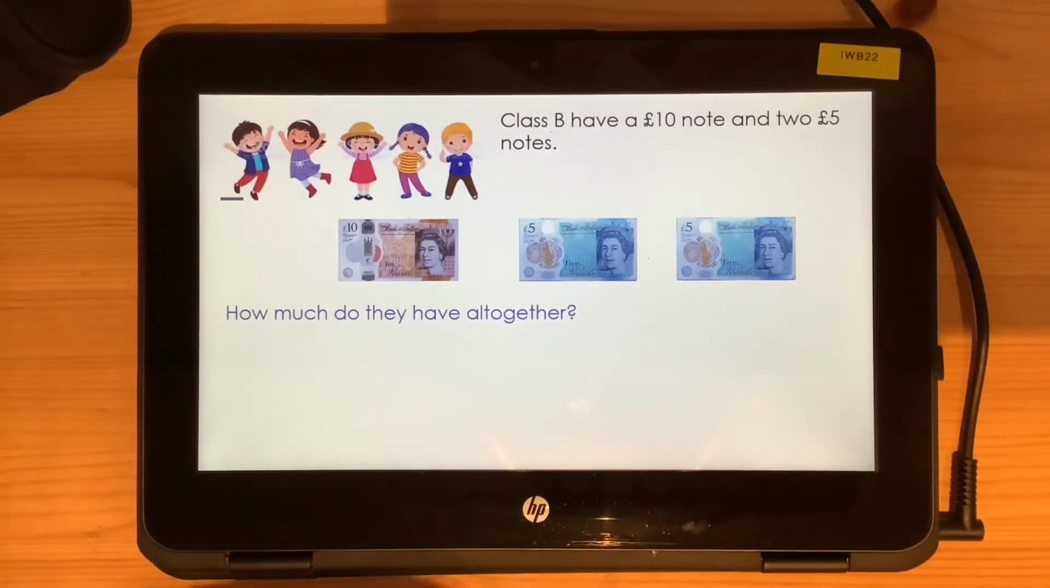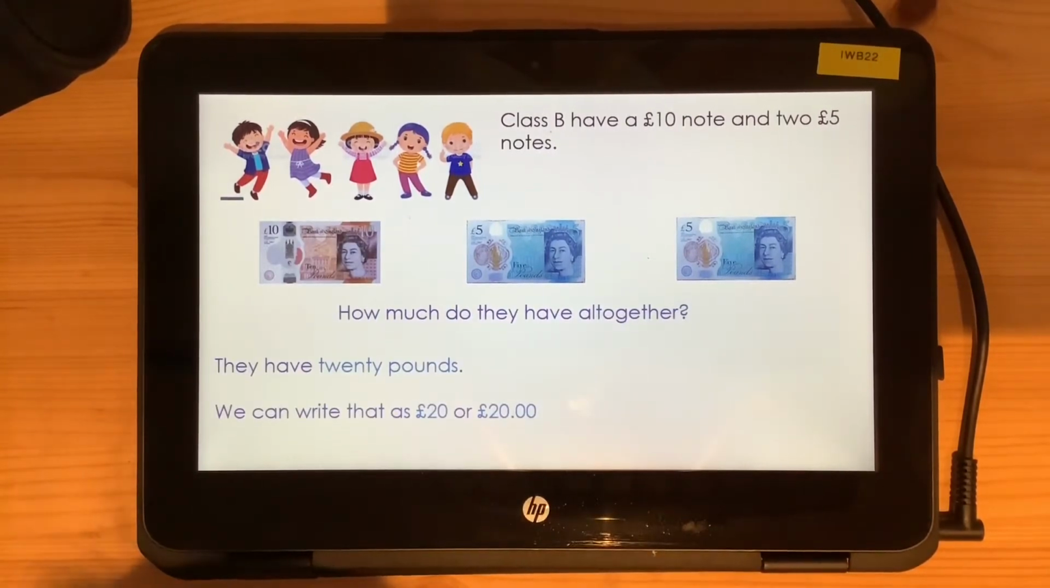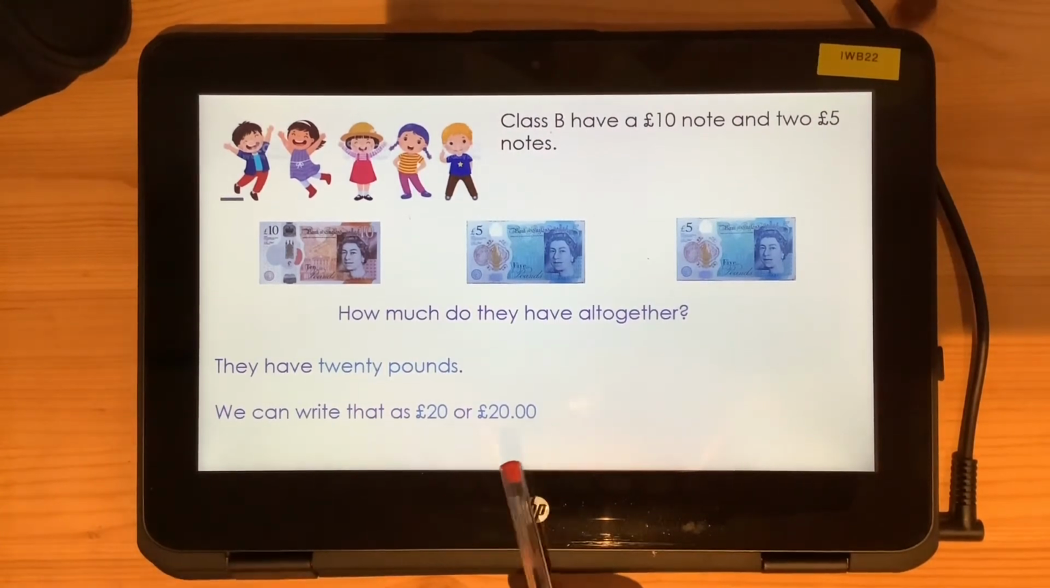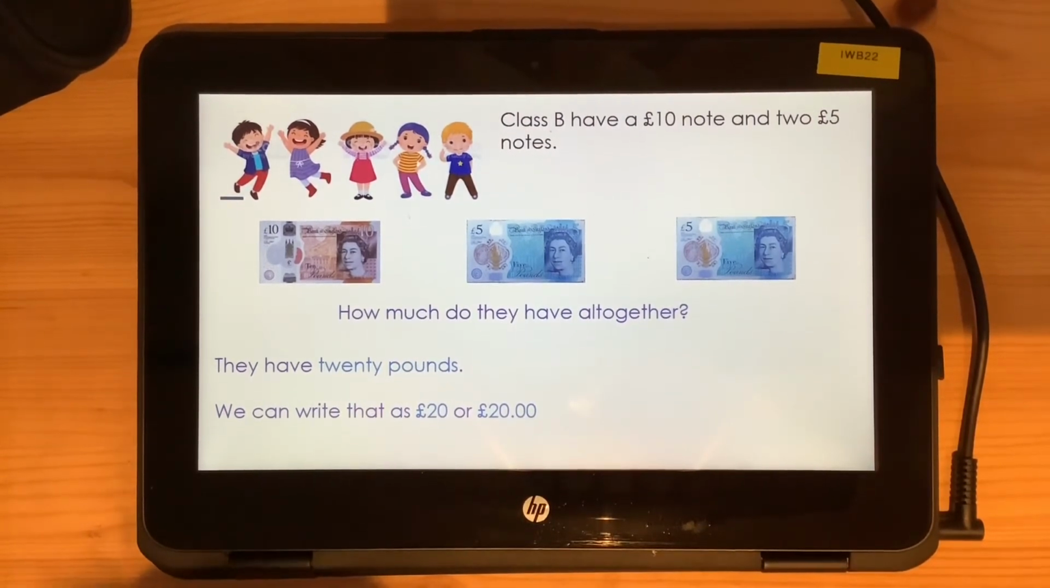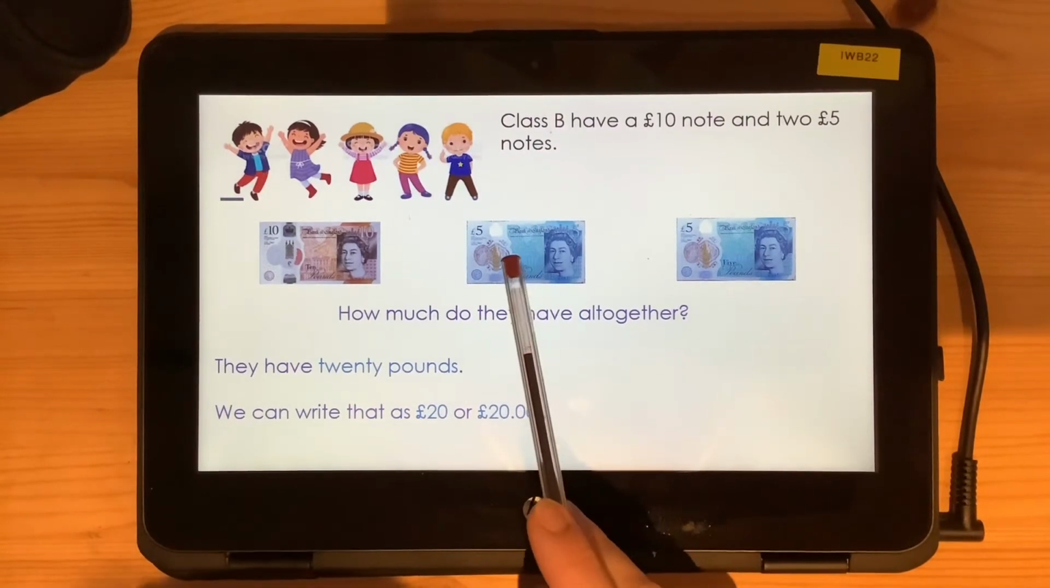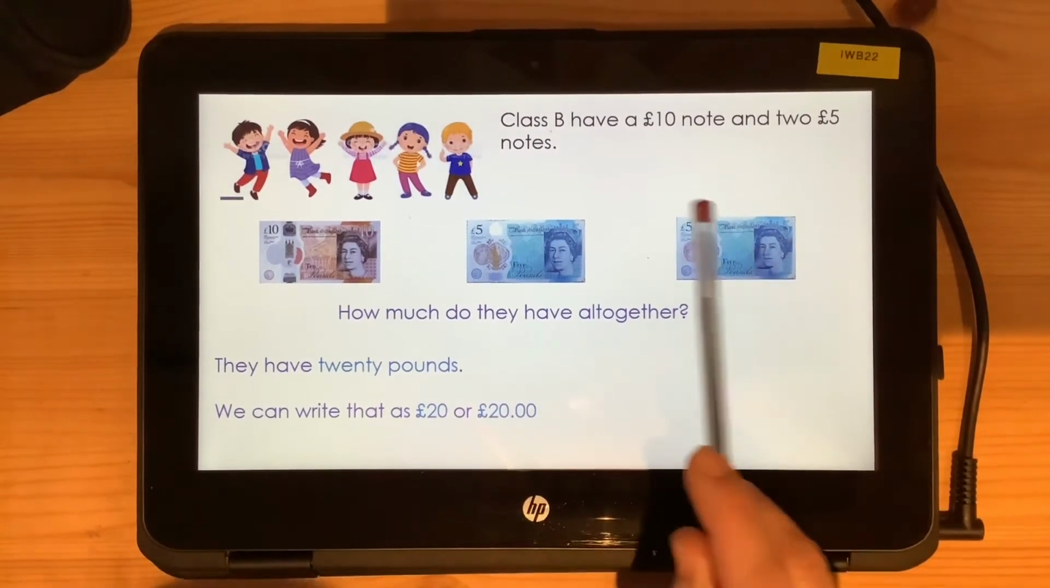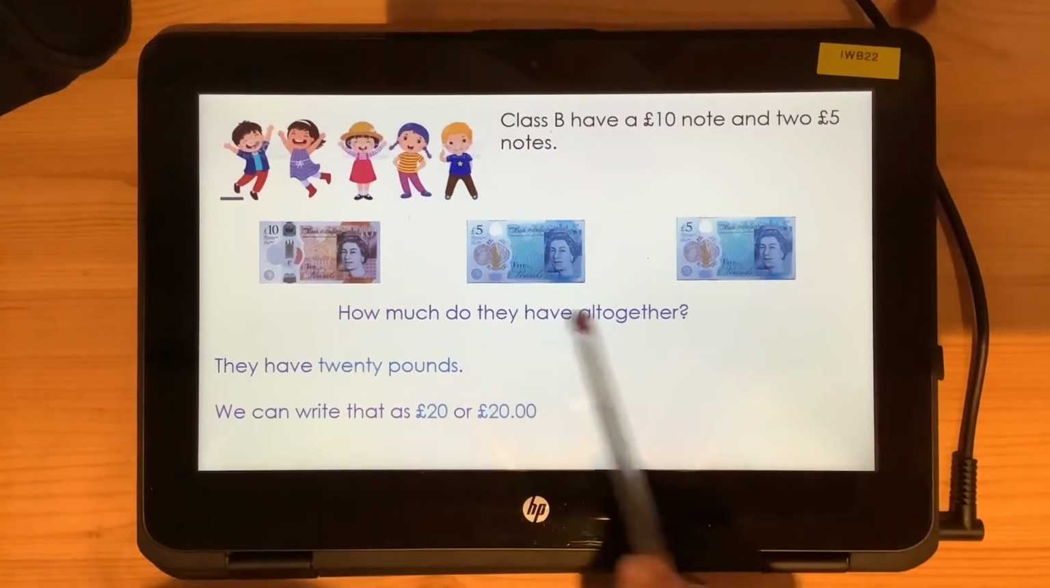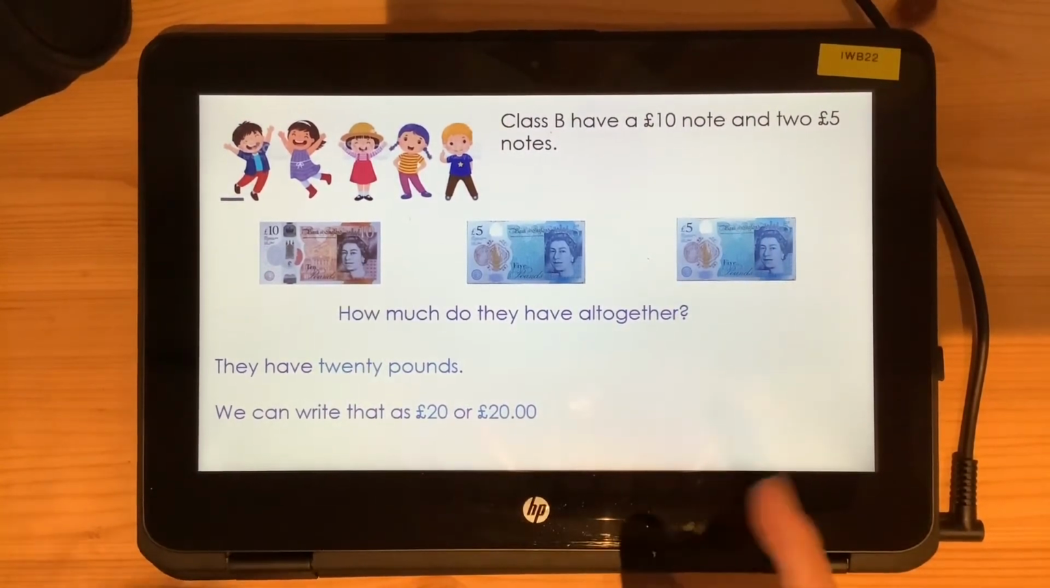Class B have a £10 note and two £5 notes. How much do they have altogether? Pause the video and have a think. So they have £20 altogether. You can write that as £20 or £20.00. We can write it like this because there are no pence, it is just £20. We know it's £20 because if we add two £5 notes together, it makes a £10. And if we add £10 to £10, we make £20.